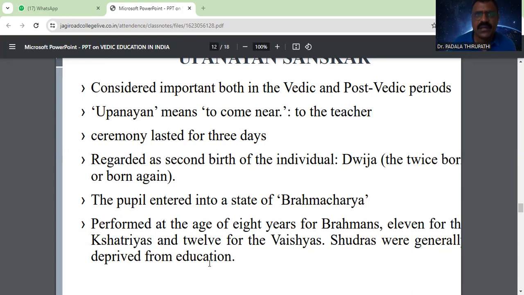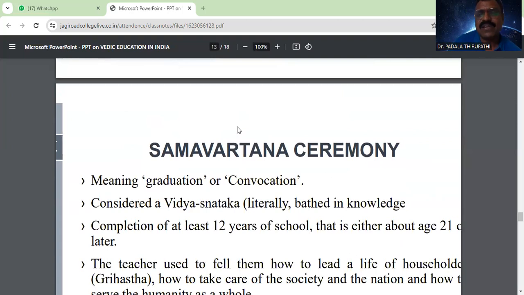Am I right? Are you following? అంటే బ్రహ్మణులు క్షత్రియులు వైశ్యులు మాత్రమే నేర్చుకోవడానికి అర్హులుగా ఉన్నారు. శూద్రులకు విద్య అందలేదు. ఆర్ యు అగ్రీ? They got art, sir. యా. Yes, sir. ఎస్, వెరీ గుడ్. దెన్ సమావర్తన సెరమనీ.